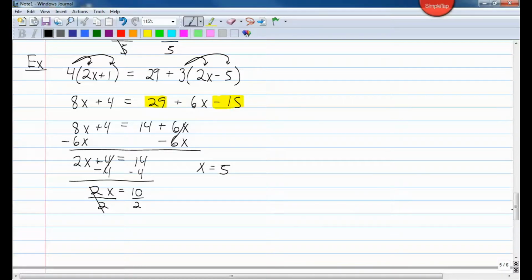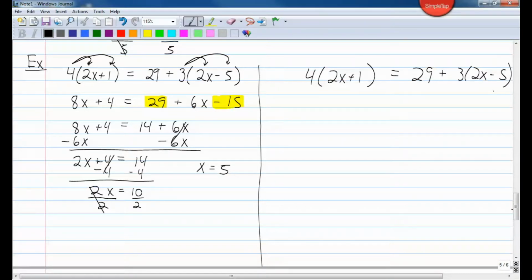And you can check that easily by just plugging it back in. Now, let's look back at the original equation. Since this is an equation, we want both sides to equal the same thing if we plug in a value for x. So what if we were to think about this equation like it was actually two equations? What if I thought about the left side like it was y equals 4 times 2x plus 1, and the right side like it was y equals 29 plus 3 times 2x minus 5.